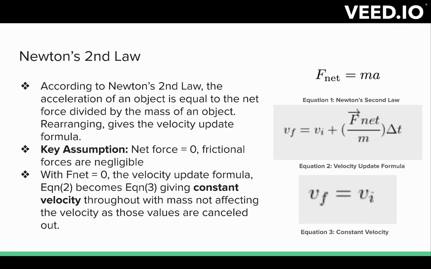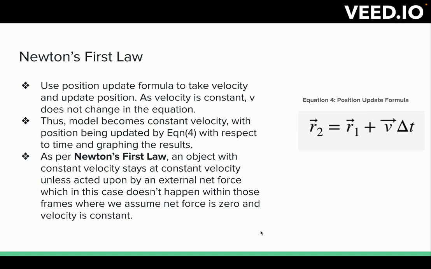According to Newton's second law, the acceleration of an object is equal to the net force divided by the mass of the object. Rearranging equation 1 on the right gives equation 2, which is a velocity update formula. With the key assumption that net force equals 0 and frictional and air resistance forces are negligible, we get equation 3, where the F-net term becomes 0 and cancels out of the equation. So Vf equals Vi, which is the constant velocity.